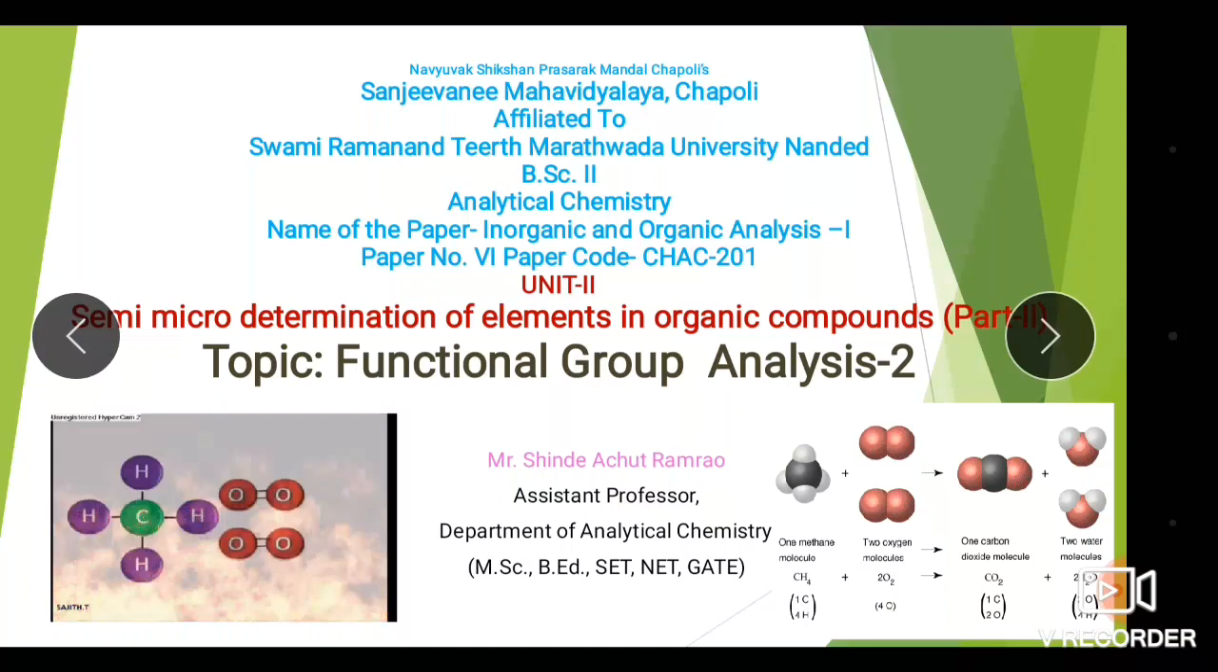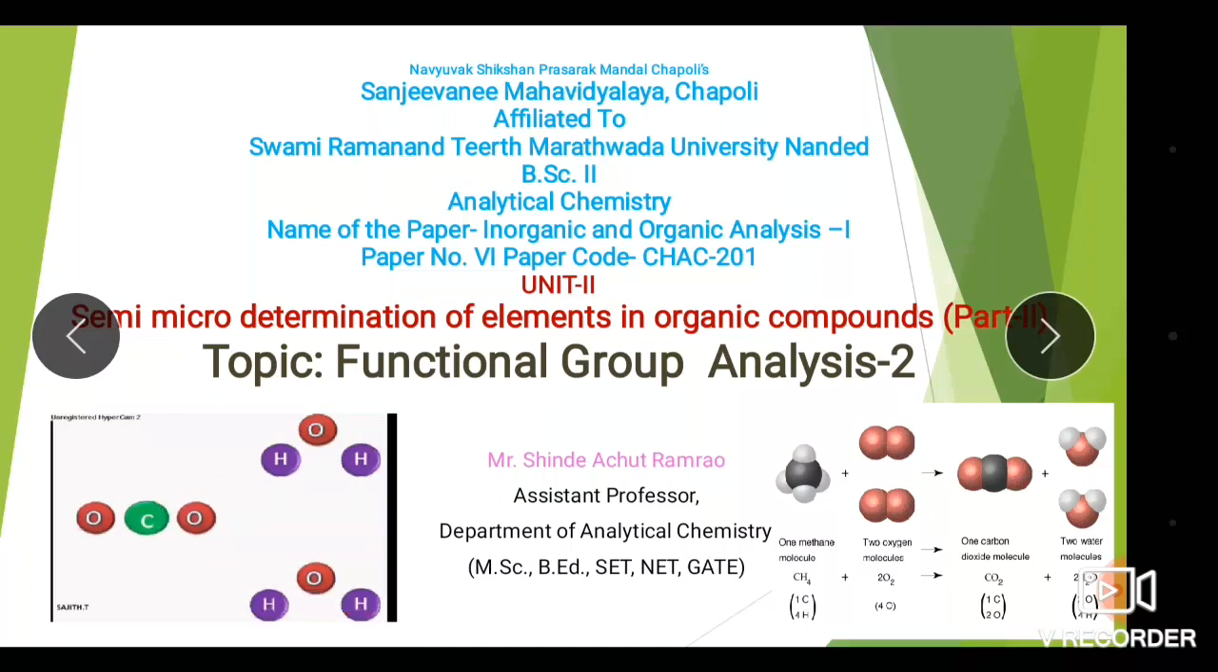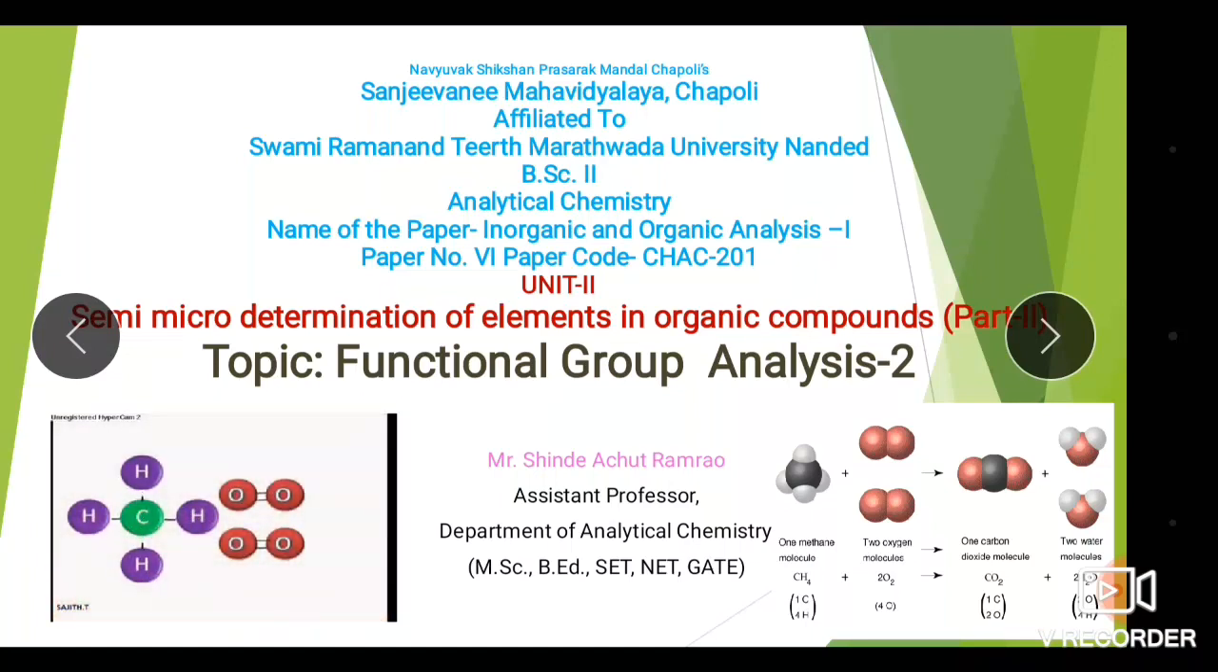Yesterday you learned about functional group analysis, in which we estimate different functional groups. Today we are going to learn how to estimate the nitro group and another one, the ester group present in an organic compound. So let's begin with the estimation.